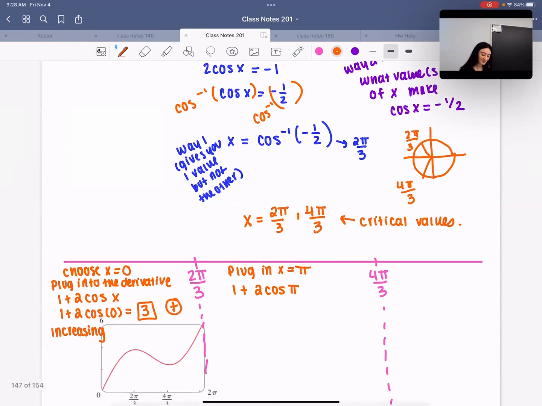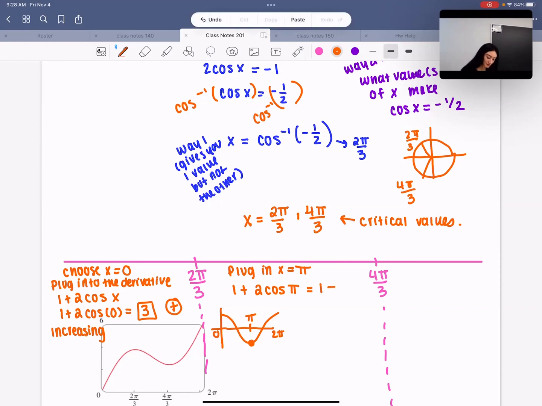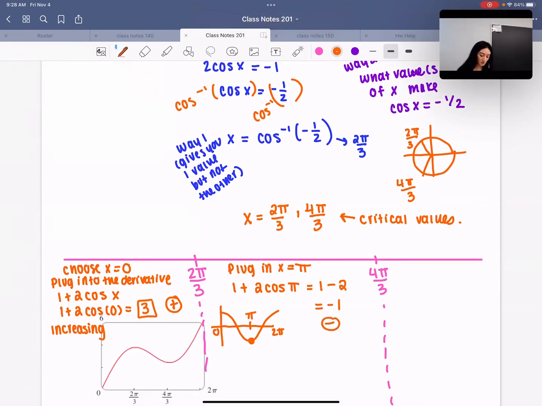Think about the graph of cosine. It looks like this, right? And it goes from 0 to 2 pi. Pi is in the middle, and my point down here is at -1. That's kind of how I think about the values of cosine at the quarter angles. So cosine of pi is -1. So this is 1 minus 2, which is -1. So that means we must be decreasing here.